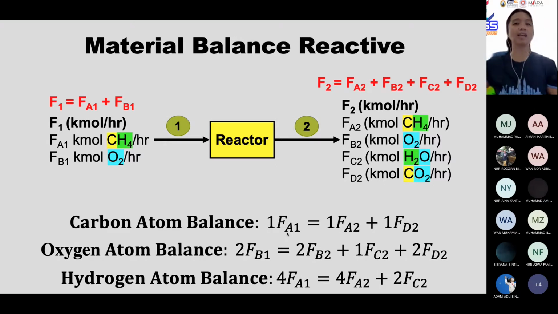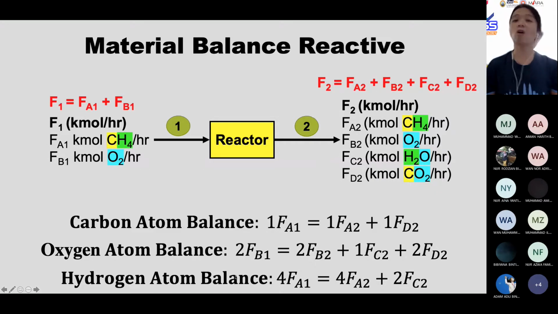Okay. On the right hand side, the outlet, you have to check. In the outlet, the carbon atom will be in my methane and in my carbon dioxide. So it equals, again, methane has only 1 carbon atom, so 1 multiplied by FA2, plus in 1 carbon dioxide there is only 1 carbon atom, so 1 multiplied by FD2. Done. So that's the equation for the carbon atom balance. So carbon in equals carbon out.